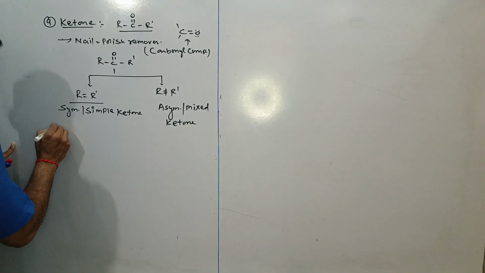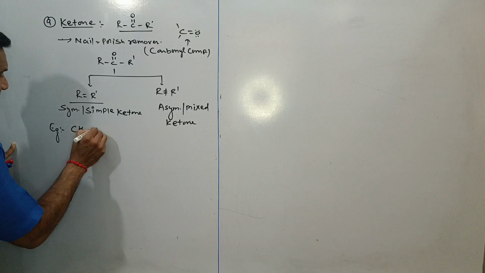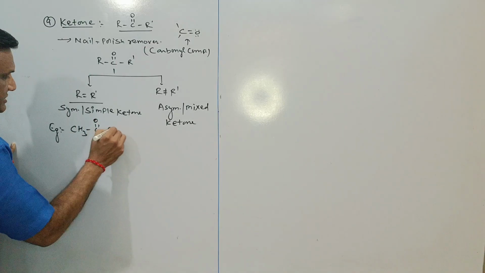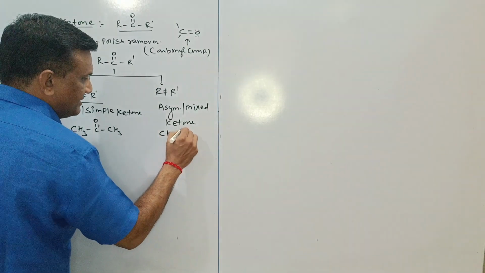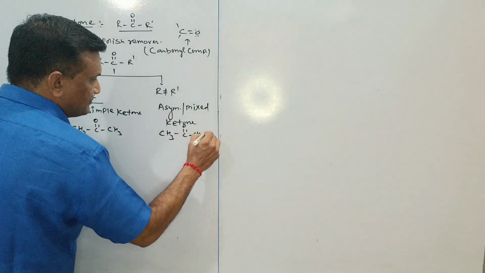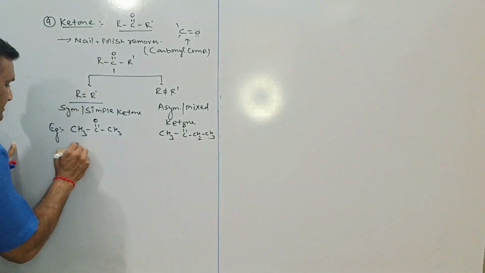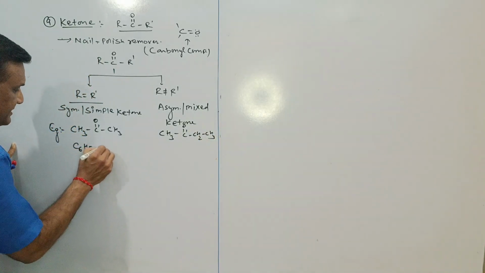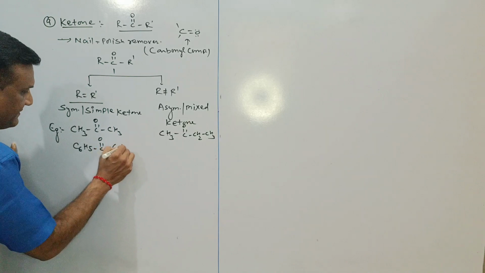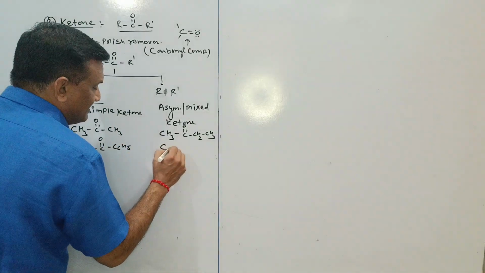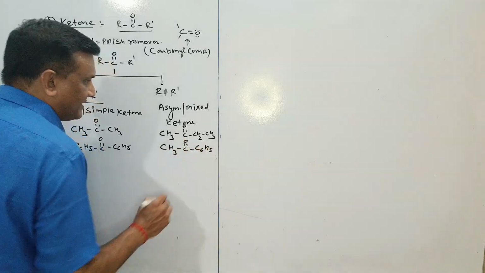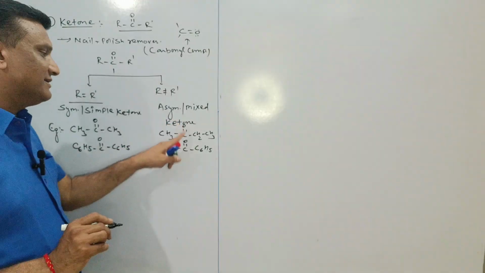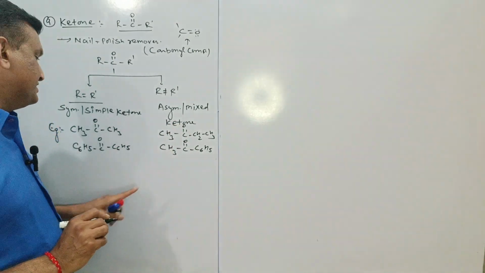As examples, we can take CH3 CO CH3, and CH3 CO CH2 CH3. As a symmetrical or simple ketone, we can take the example of C6H5 CO C6H5, which is aromatic, and CH3 CO C6H5 as an asymmetrical or mixed ketone.